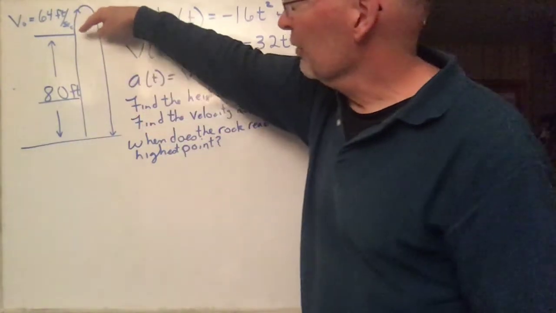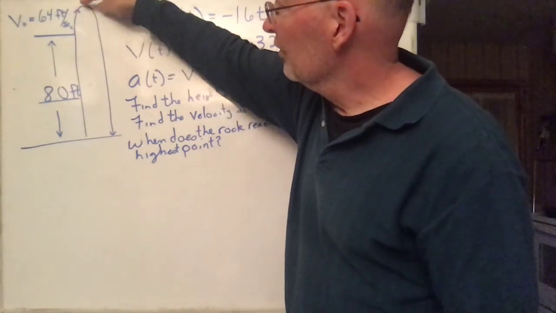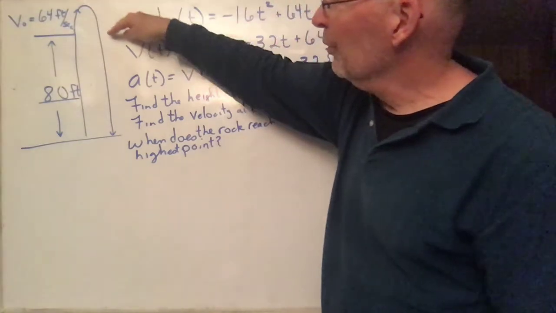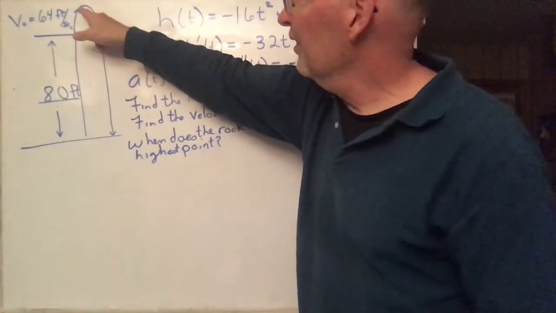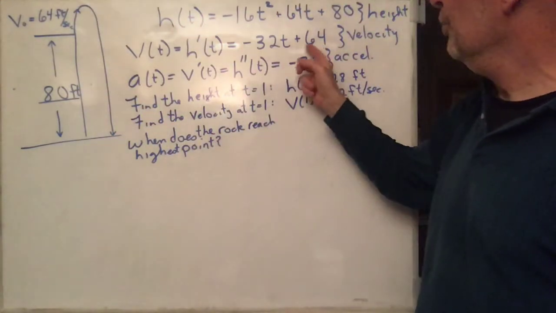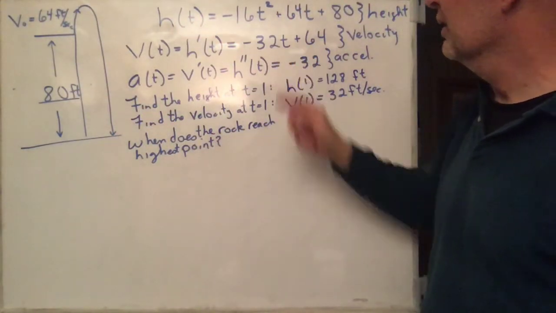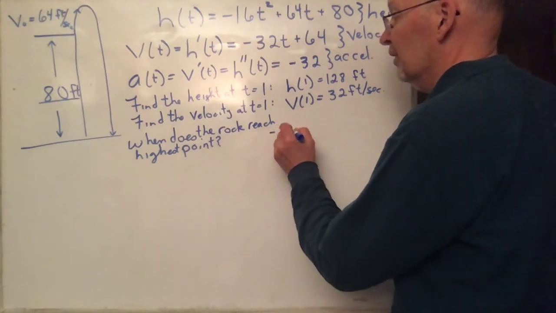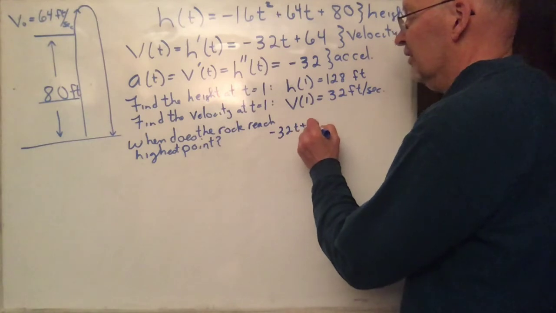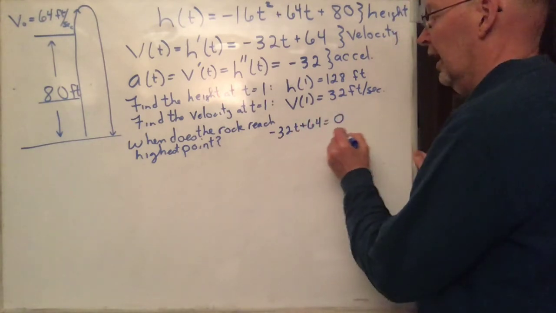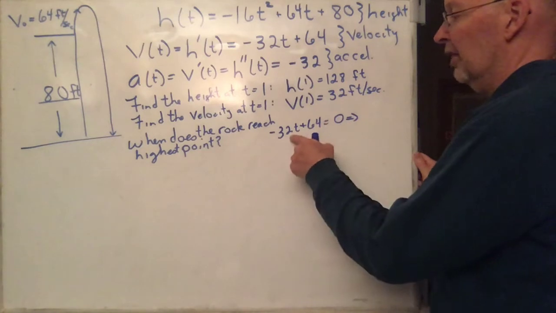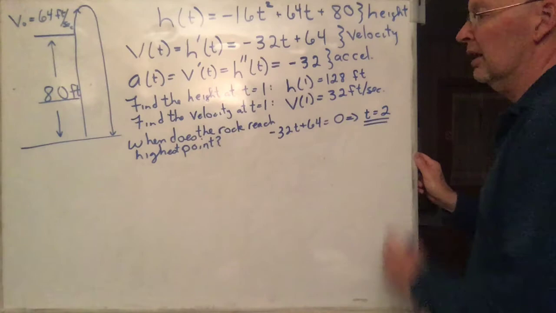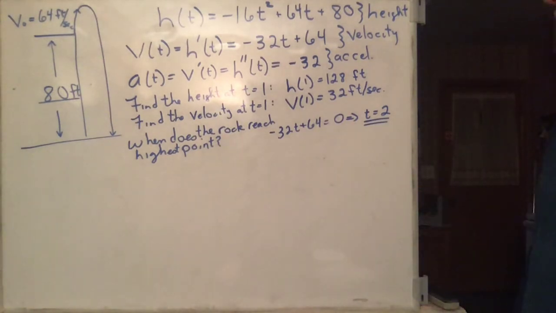Well, let's think about it. You're throwing it up. It's going up. It stops momentarily, and then it's on its way down. So the unique thing about the highest point is that the velocity is going to be 0 right there. So all we have to do is set that equal to 0: negative 32t plus 64 is equal to 0. We solve it, and we get 32t is equal to 64, or t is equal to 2. So that is when it reaches the highest point.